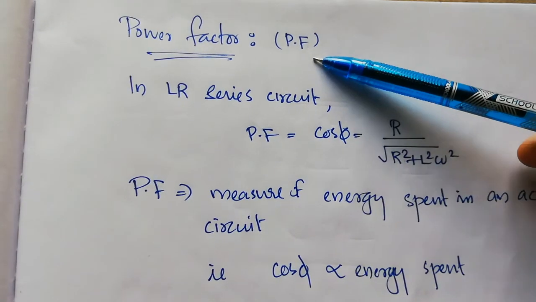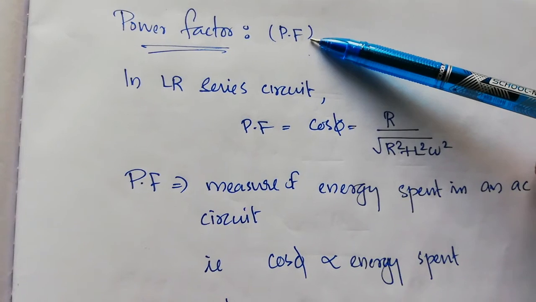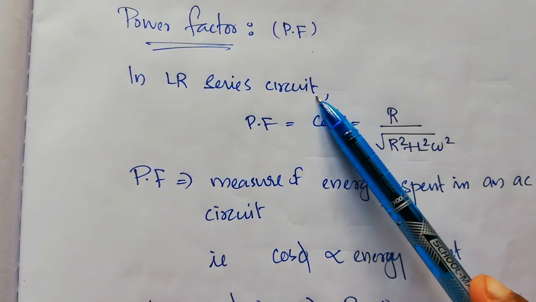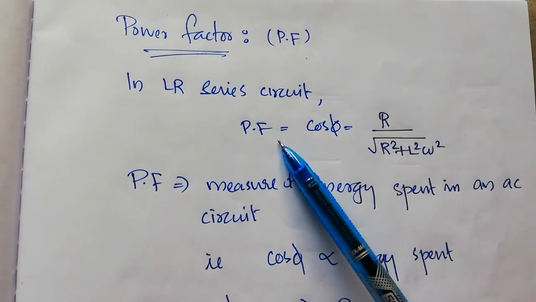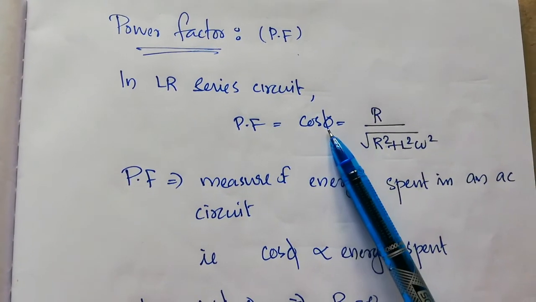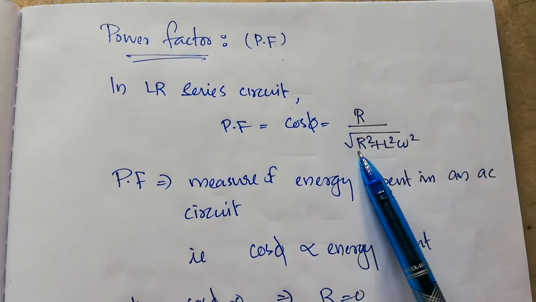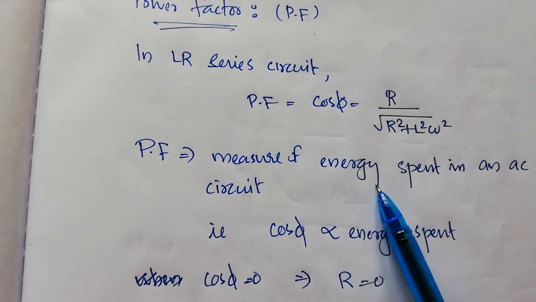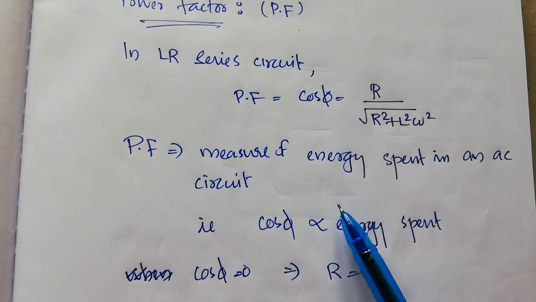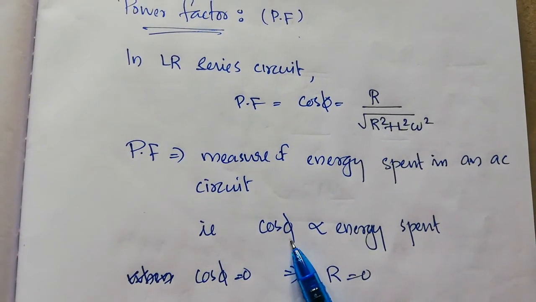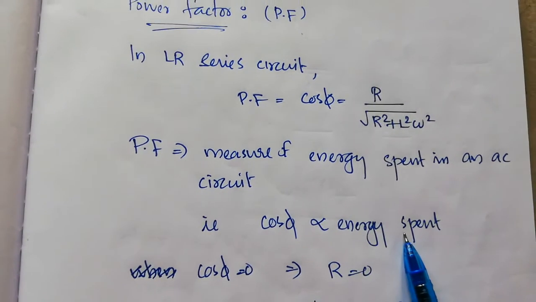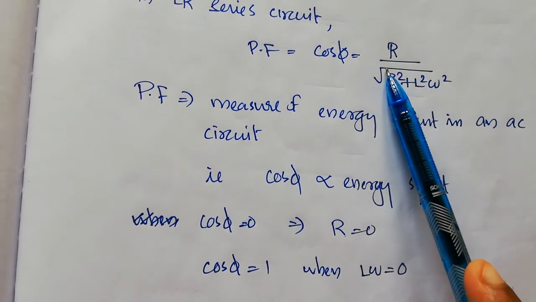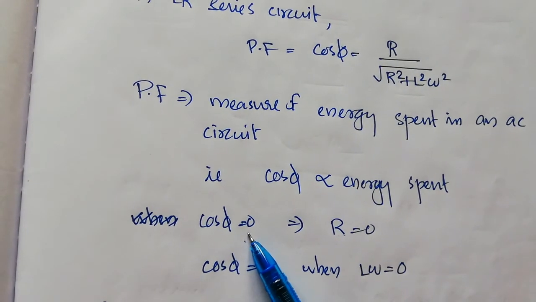Now we can study what is the power factor in an AC circuit. We can start with an example of power factor in an LR series AC circuit, as we have to calculate the power factor by using the cos phi substitution value, that is R by root of R square plus L square omega square. Actually, the power factor is the measure of energy spent in an AC circuit. That is, we can find out it as cos phi, which is proportional to the energy spent in an AC circuit. When we substitute in this equation R equal to 0, we get cos phi is equal to 0.